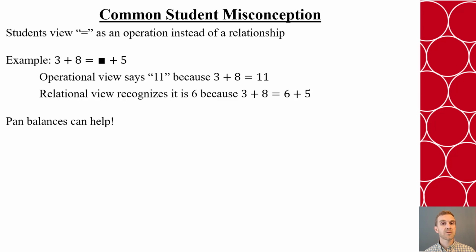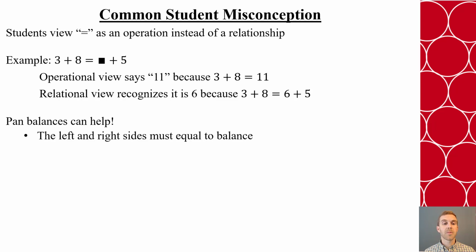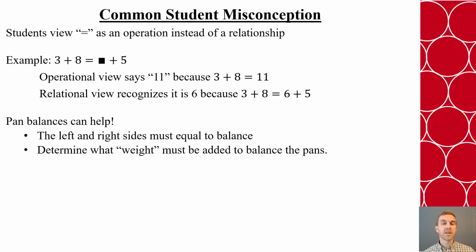Now, we do have tools and manipulatives to help us. For example, pan balances. With a pan balance, we want to make the left and right sides equal to one another so that it balances. The goal then is to determine what's the weight that needs to be added to balance the pans. So let's look at another example. Say we have 2 plus 5 equals x plus 3.